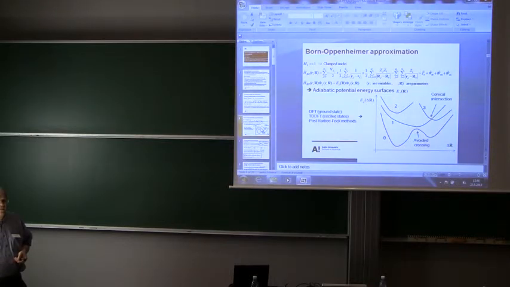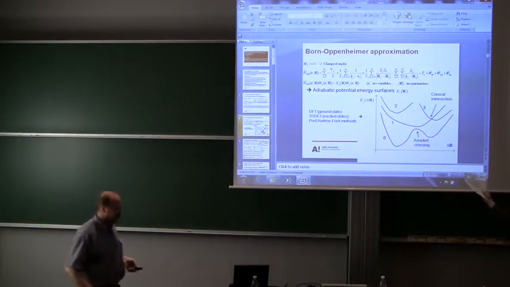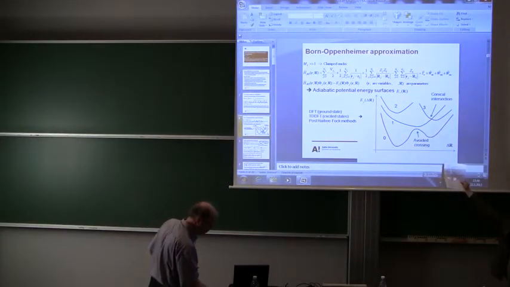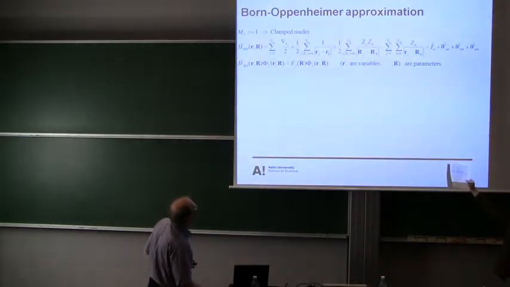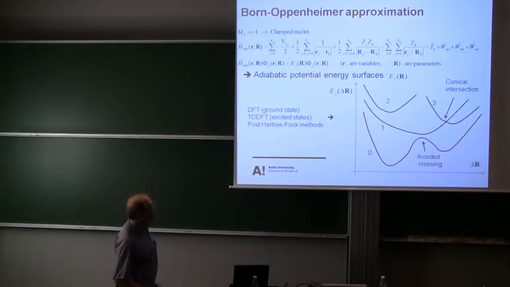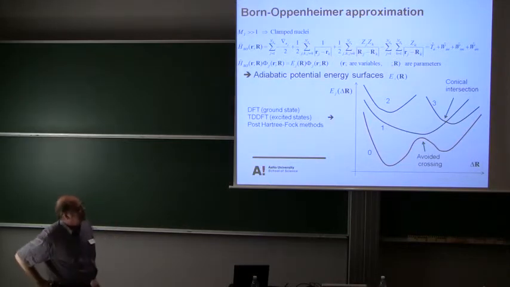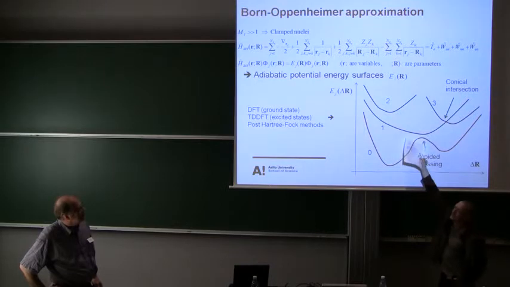I would say it's an energy scale. You see there, when they are here at the avoided crossing, the energy scale is in the region of nuclear energies. Normally the electronic energy scale is relatively high, so it's electron volts.